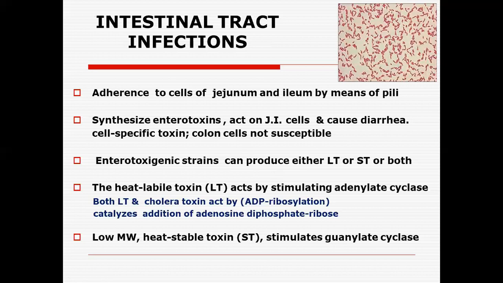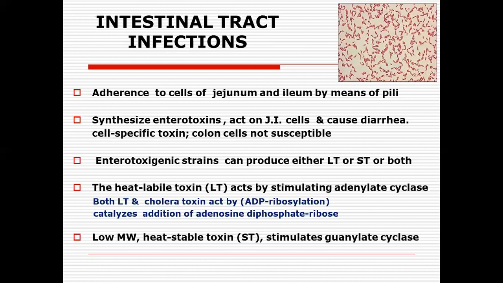Now, the enterotoxigenic strains can produce two types of toxins, the LT toxins or ST toxins, the heat-labile toxins and heat-stable toxins, either one of these or both. We have discussed the enterohemorrhagic strains of Escherichia coli previously, and now the enterotoxigenic strains. Enterohemorrhagic strains are O157:H7, and the enterotoxigenic strains have the heat-labile or heat-stable toxins. They can produce either one of them or both.